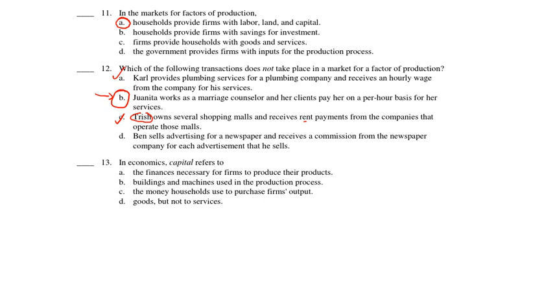And the last one, number 13, capital refers to, we had it right on the PowerPoint, buildings and machines used in the production process. That's equipment and structures.